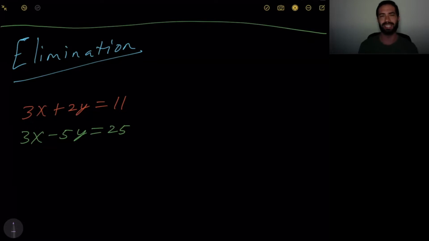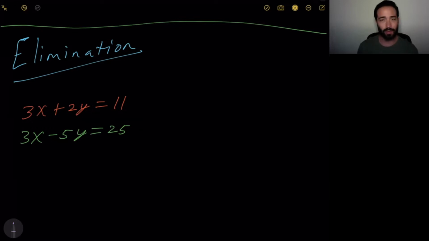Well, what does that mean, right? Eliminate, cut it out, stop it, get rid of it, take it away, squash it, whatever it is, subtract it out. Okay, so what does that mean in terms of systems of equations?